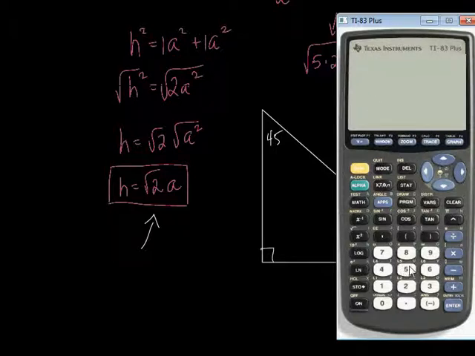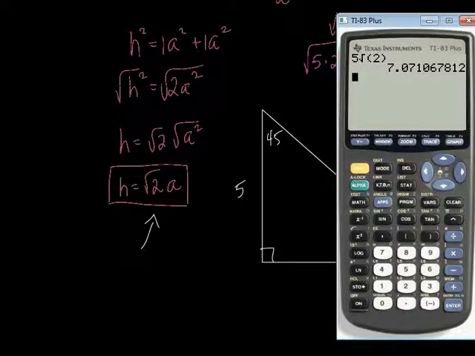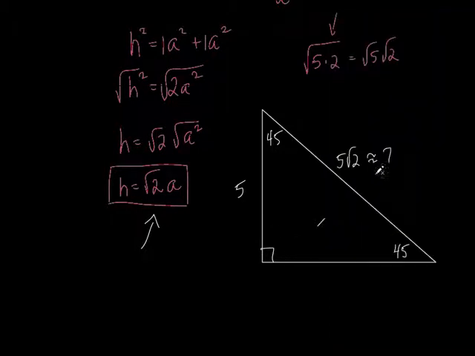So watch. 5 square root of 2. Here's how I do this. 5. Then I hit the square root button, and then I put a 2, and I close the parentheses, and I hit equals, and there it is, 7.07, or you could say 7.1, all right? So if this was 5, this is 5 square root of 2, or what? 7.1, right? So 7.1.